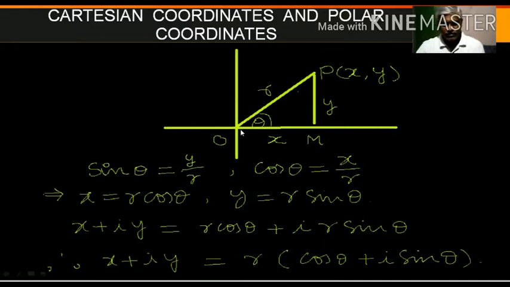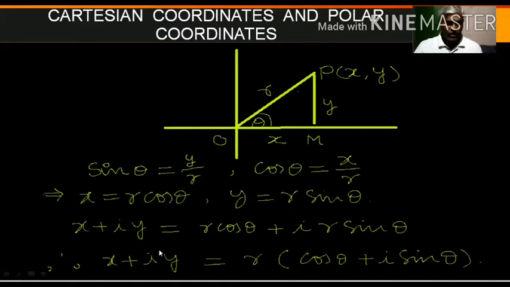So from this triangle, let OP make an angle theta with x-axis. If you take the sine theta ratio, opposite side by hypotenuse, that will be y by r, and the cos theta ratio, adjacent side by hypotenuse, is x by r. Sin theta, opposite side by hypotenuse, is y by r. So cross multiplying these two, we get x value as r cos theta and y as r sin theta.